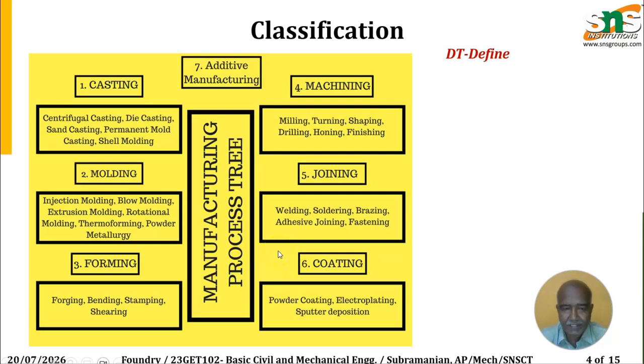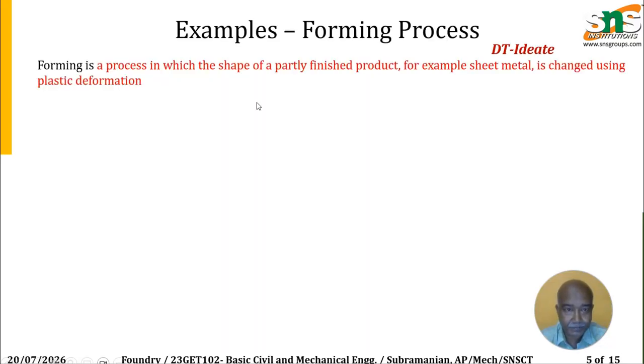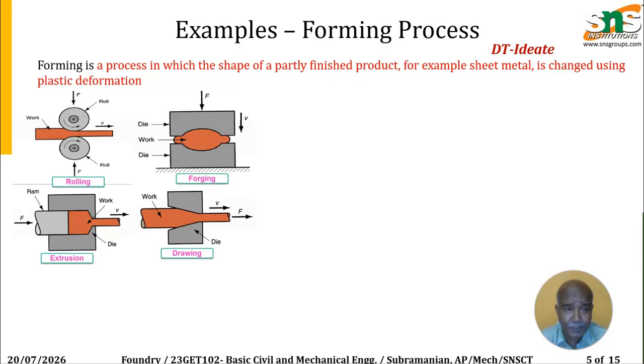In this one, the classifications you see are casting, molding, forming, machining, joining, and coating. Finally comes additive manufacturing. These are the classifications. In examples of forming processes, there is no metal wastage, but the metal is changed from one shape to another. Here the metal from a higher diameter is reduced to a lower diameter, and here it is enlarged from a lower diameter to a higher diameter.